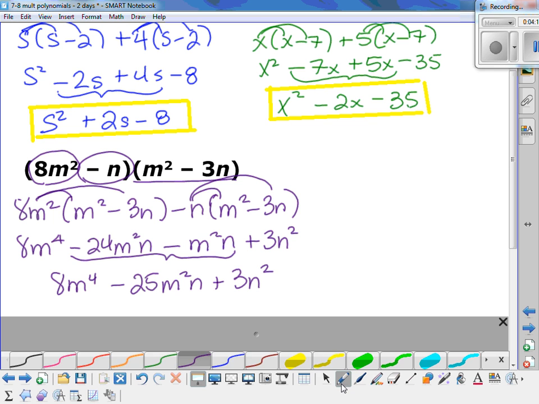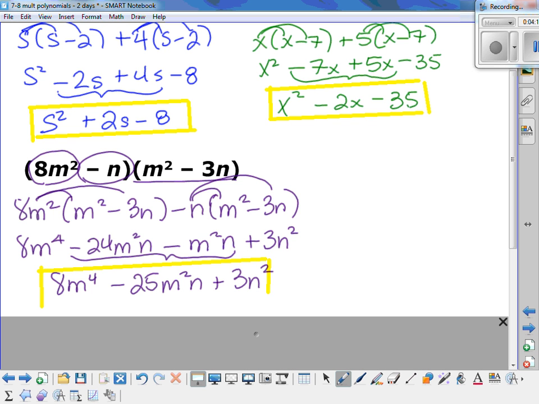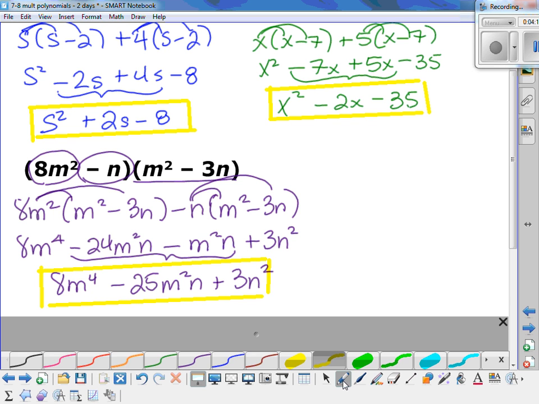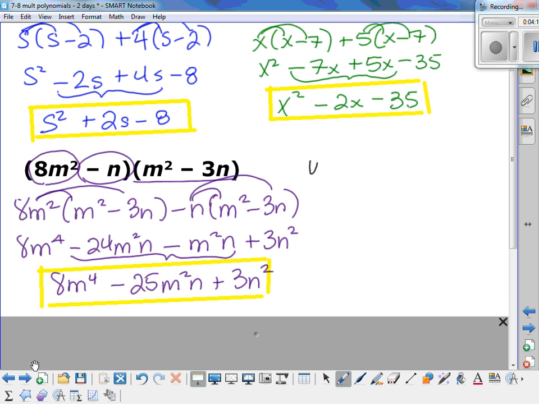Any questions on that? Okay, so on your whiteboards then, I'm going to have you do 2x minus y squared times x plus 4y squared.